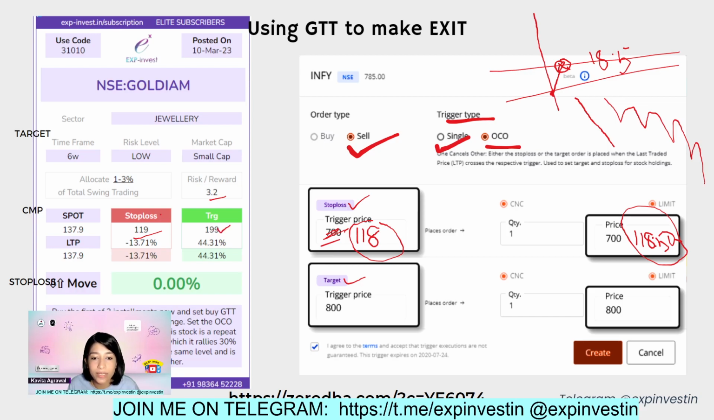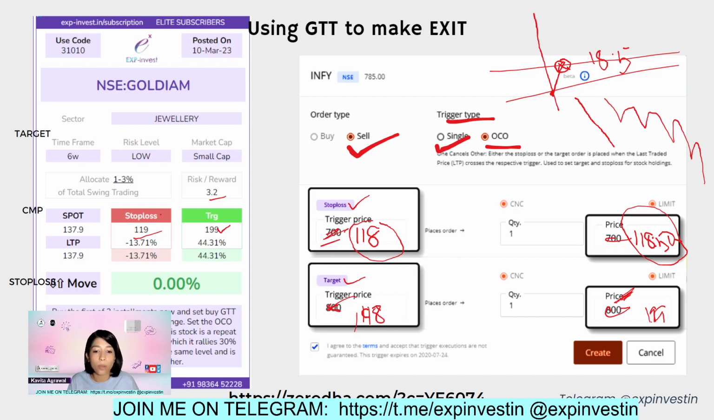Now for the target, you're going to do the same thing. You can see that 199 is the target price. So what you want to do is set up 199 in your execution, which is the limit price, the second price window. And in the trigger price, you want to make sure that this 199 order is already set in the book before the 199 price is touched. Why? Because you want that order to get executed as soon as the price is touched.